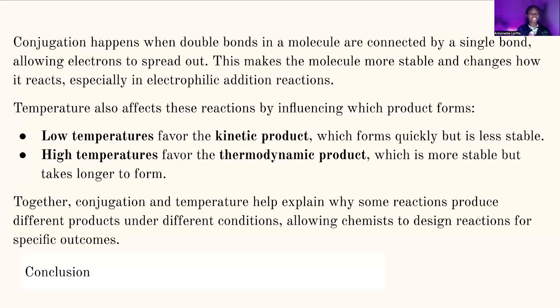So finally, conjugation happens when double bonds in the molecule are connected by a single bond, allowing electrons to spread out. This makes the molecule more stable and changes how it reacts, especially in electrophilic addition reactions. Temperature also affects these reactions by influencing which products are formed. For example, low temperatures favor the kinetic product, which forms quickly but is less stable. High temperatures will favor the aromatic product, which is more stable, but it will take a bit longer to form. Together, conjugation and temperature help explain why some reactions produce different products under different conditions, allowing chemists to design the reaction for specific outcomes.